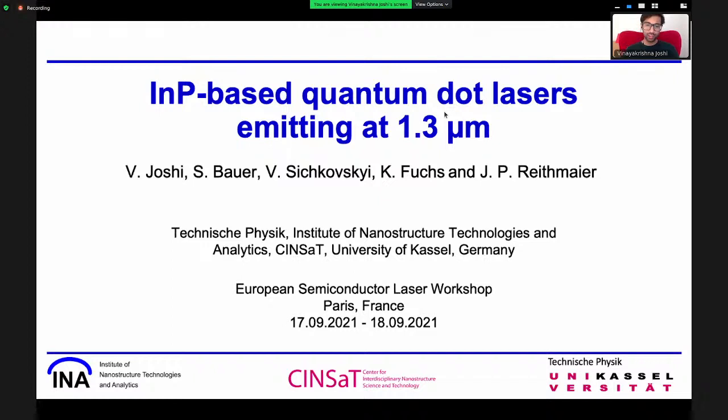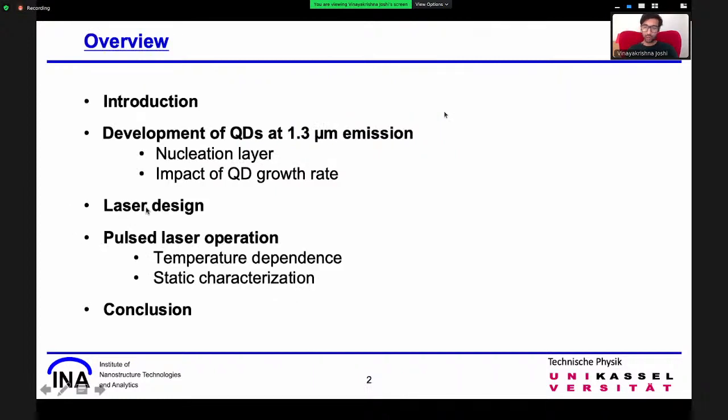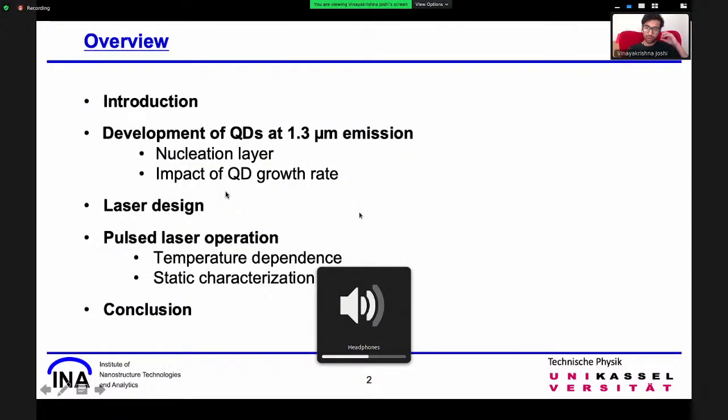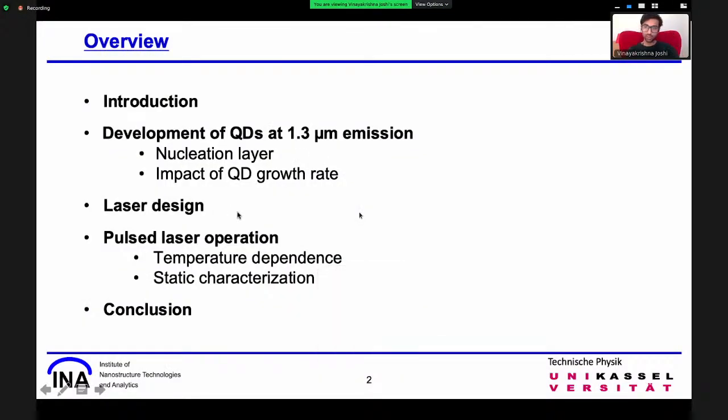Okay. Hi, my name is Vinaya Krishna Joshi, and I'm currently doing my research at the INA, Institute of Nanostructure Technology and Analytics. Today, I'm going to show you my work on indium phosphide-based quantum dot lasers emitting at 1.3 microns. I will talk about the introduction and the motivation for the emphasis on 1.3 micron emitting lasers. Later, I will talk about the novel approach taken for the development of these quantum dots that emit at 1.3 microns. This novel quantum dot gain material was processed into a coupled pulse laser operation. The difference in the two lasers, with a comparison to similar state-of-the-art quantum dot lasers, will be shown. And at the end, I will summarize my presentation.